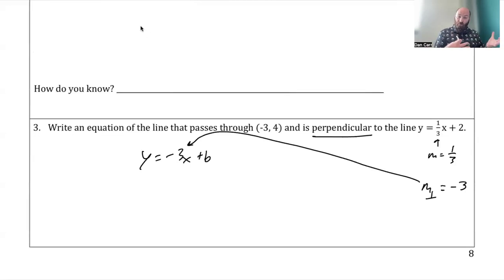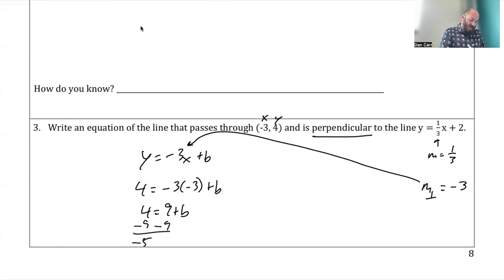From here, just like the previous problems, I have an x and a y, so I'm going to plug those in. 4 is equal to -3 times -3 plus b. 4 is equal to 9 plus b. So I subtract 9, and I get -5 is b. So my final answer here is y is equal to -3x minus 5.